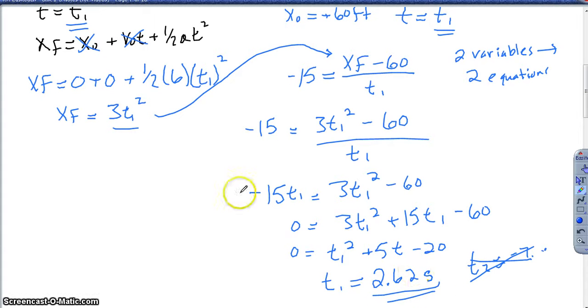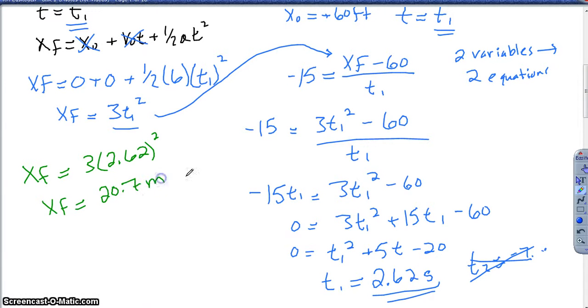Okay, so all of this information helped us to figure out how long it's going to take. The question did, however, ask us, where will they intersect? So to find out the position, I'm going to just come right back over here and plug in my 2.62 seconds. So 3 times 2.62 squared, and then when I calculate that, and again this will depend on where you rounded it, I get about 20.7.